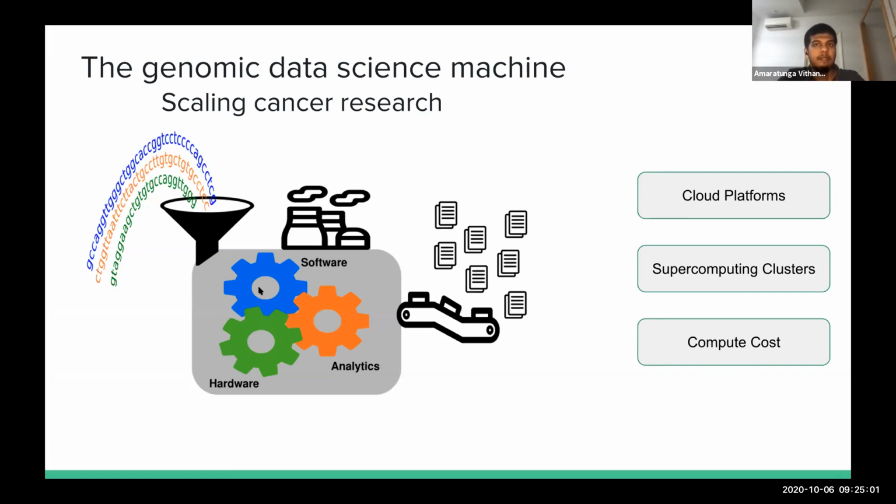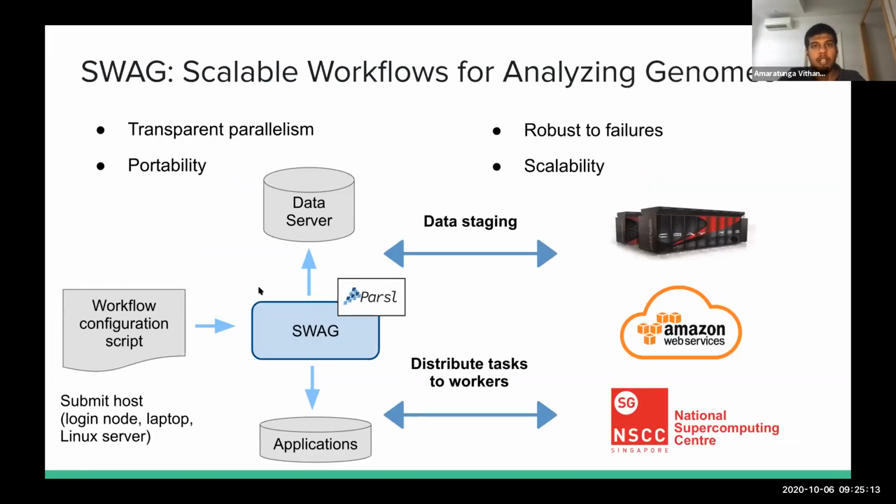In our lab, we gather and analyze cancer genomics data using large-scale hardware platforms. For example, the Aspire-1 supercomputing platform in Singapore and also the AWS cloud platform. Swag is a software framework that we have developed in-house using Parsl that is specifically tailored towards running genome analysis workflows at large scale. It is portable across various execution platforms like the Aspire-1 supercomputer or even the AWS cloud.